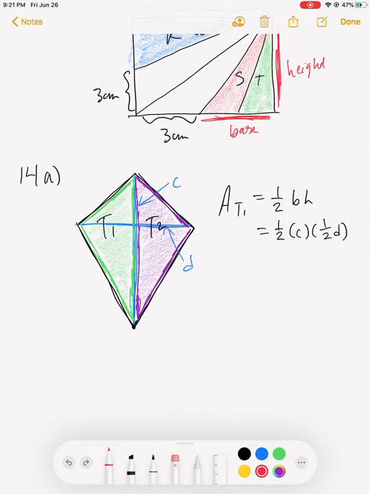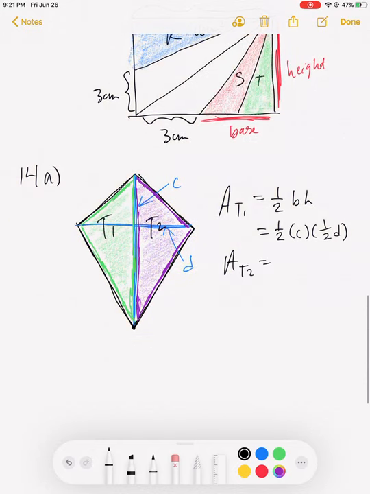I'll back that up a little bit. And so the area of triangle 2 is equal to 1/2 base times height, 1/2 of C times 1/2 D. Okay, so we have those areas. We need to be able to derive the formula 1/2 CD from both of those. So if we add those together, maybe that would happen.